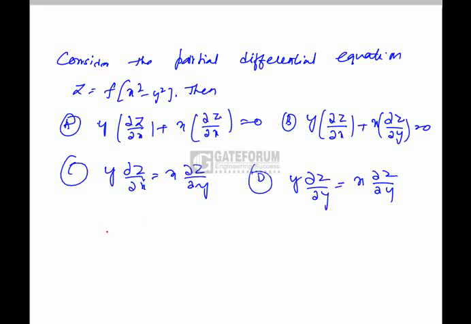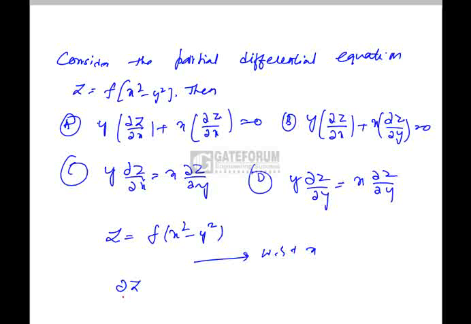Partial differential equation: we have to find the partial differential equation of the function z is equals to f of x square minus y square. Now let us differentiate this z with respect to x partially. So it is dou z by dou x. Differentiation of f of x is f dash of x, and the differentiation of x square minus y square is 2x. Let it be equation 1.